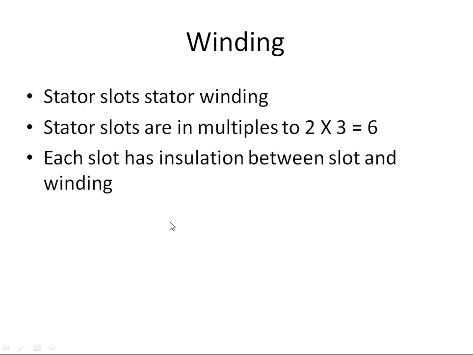As far as the winding is concerned, the stator windings are provided in the stator slots. They are multiples of 6, as I already told. Each slot has an insulation between the slot and the winding. The winding will be at some voltage as far as the supply voltage is concerned, whereas the stator core will be at zero potential. So there has to be an insulation level maintained between the slot and the winding. Generally Nomex paper is used for this insulation purpose. Different types of papers are also available.